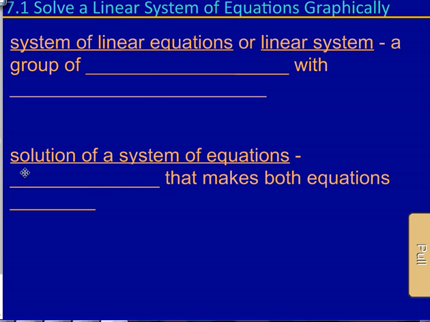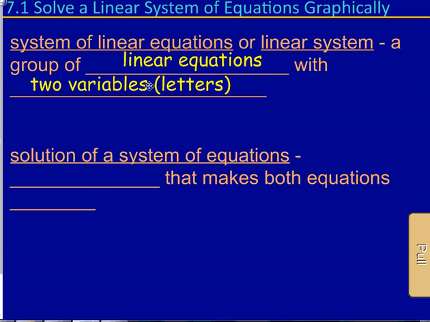But today what we're going to be doing is transitioning into something called a linear system of equations. Alright, now a system of linear equations, or a linear system, is a group of linear equations with two variables. So the solution of these systems is an ordered pair that makes both equations true.